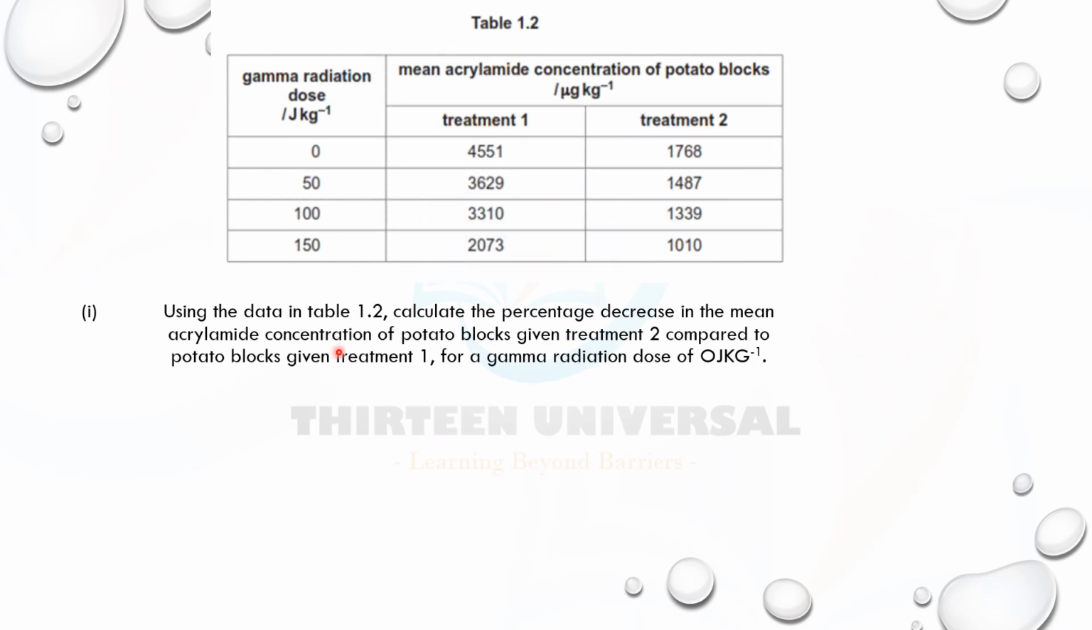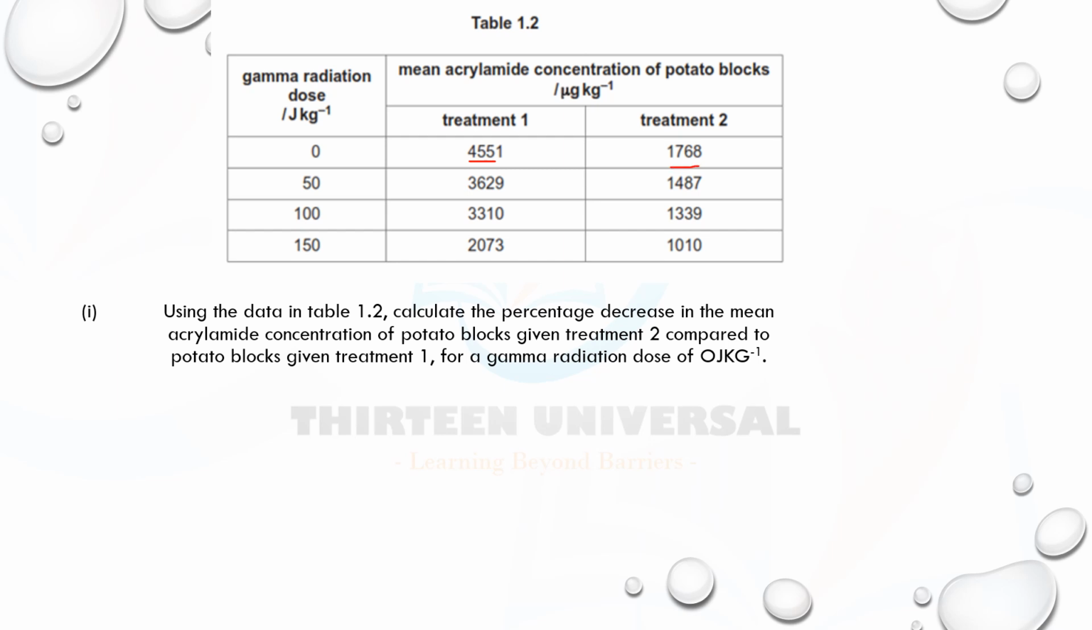Using data in table 1.1, calculate the percentage decrease in the mean acrylamide concentration of potato blocks given treatment 2 compared to potato blocks given treatment 1. You want to check the percentage decrease between these two. So what you do is percentage decrease, you can pick any one of them, but let's assume that you're starting with this.